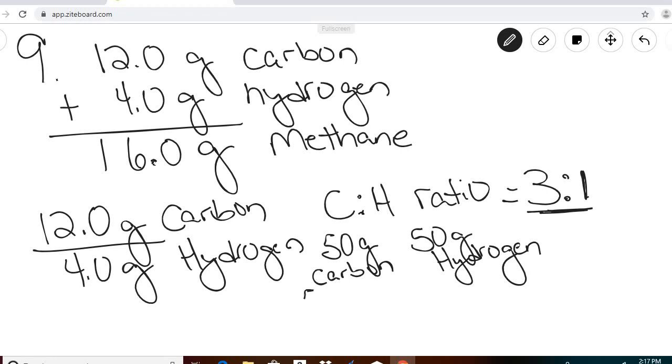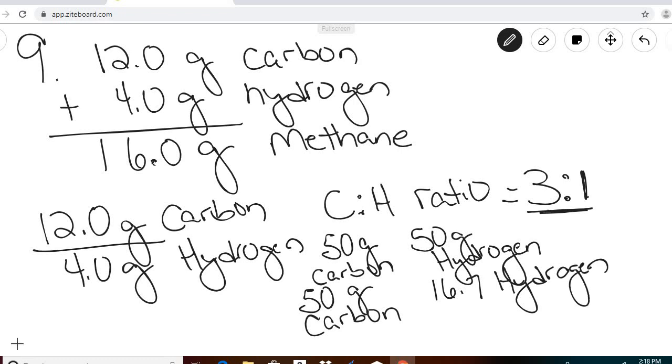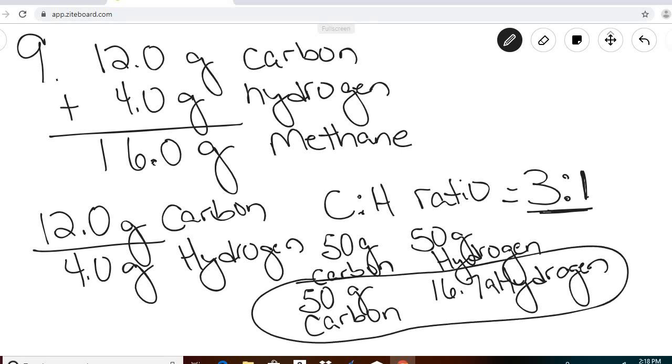So if we use 50 grams of carbon, then what number is a third of 50? So 50 divided by 3 is 16.7 grams of hydrogen is what we would need. So this would make methane if you mix 50 grams of carbon and 16.7 grams of hydrogen. So if we started with 50 grams of hydrogen, then what would be left over would be the difference. So 50 minus 16.7. So you would have 33.3 grams of hydrogen left over.